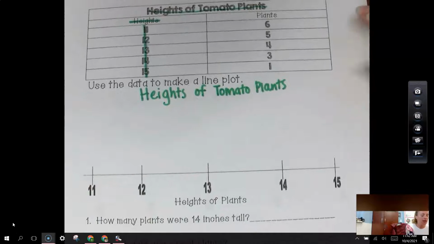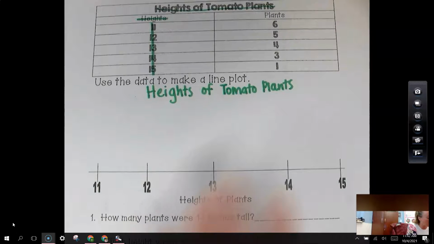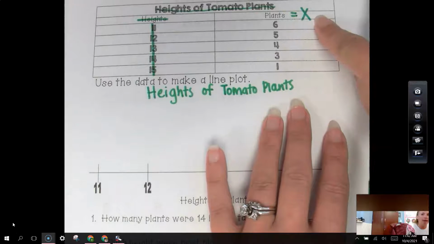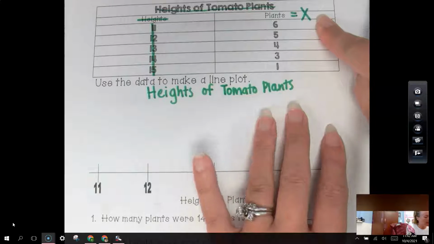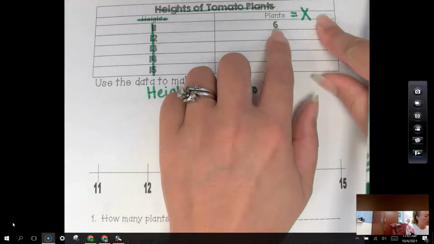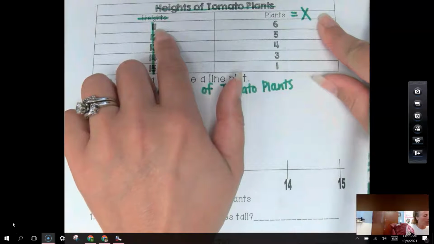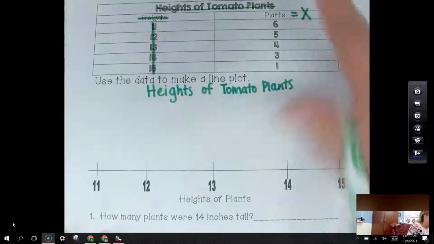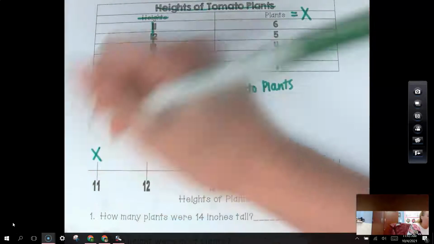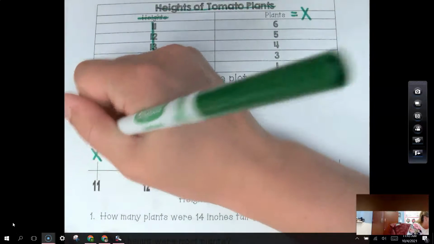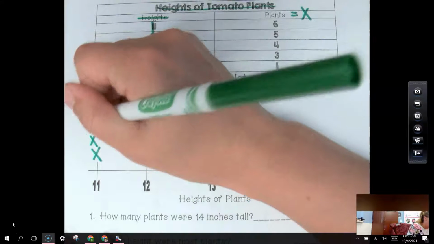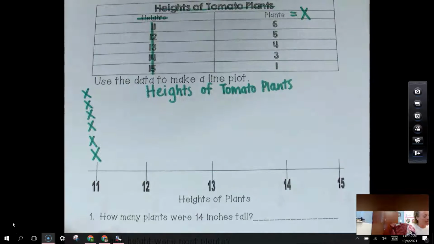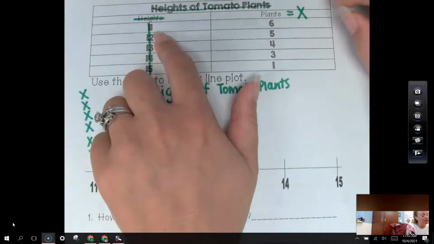Now, this next part is our plants. They will be represented with X's. So please write plants equal an X. What they are saying here is that 6 plants are 11 inches tall. So we have to draw 6 X's at 11. So we will draw 6 X's. 1, 2, 3, 4, 5, 6. There are 6 plants at 11 inches.